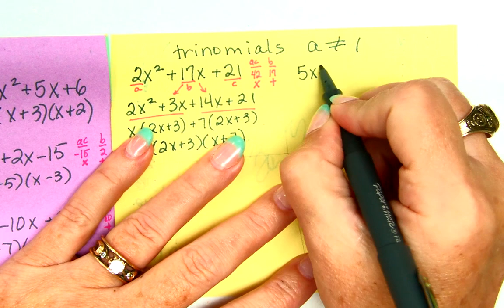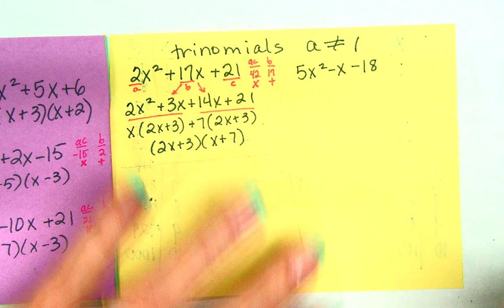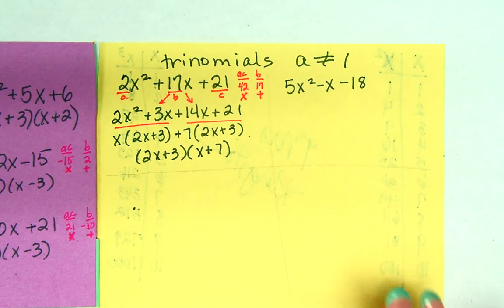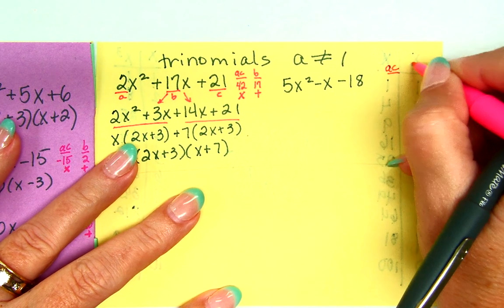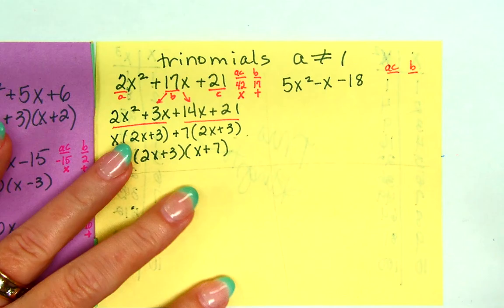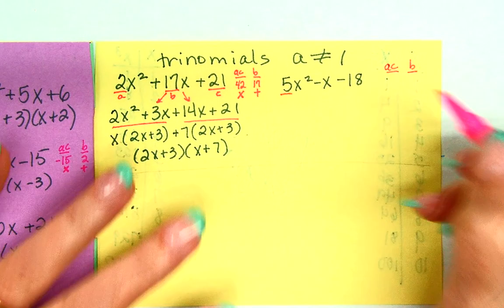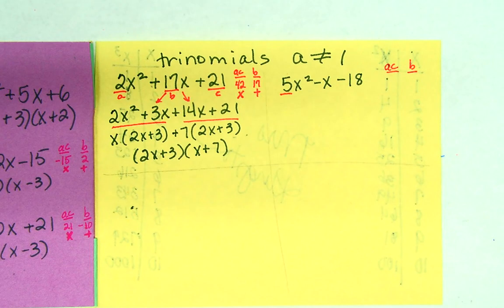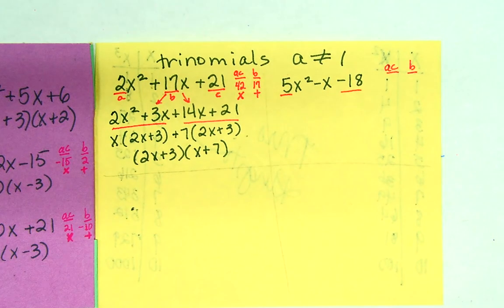5x squared minus x minus 18. So first, A is just 5, right? And what's C? Negative 18.